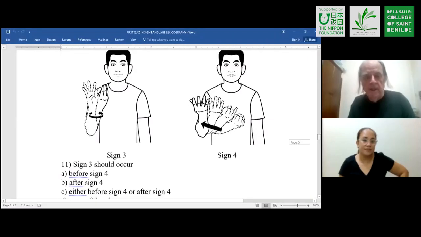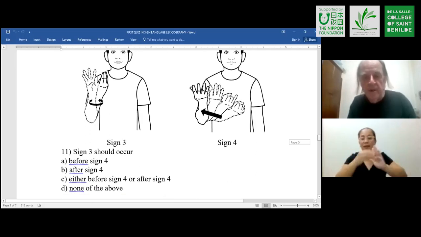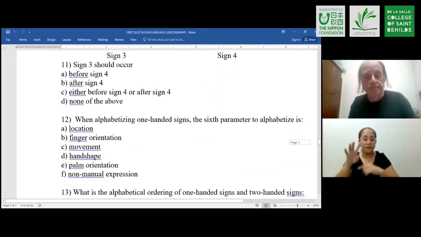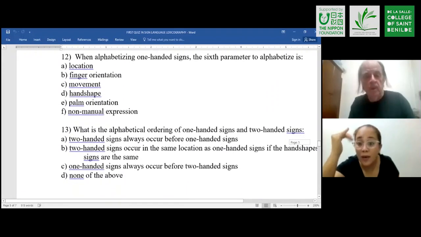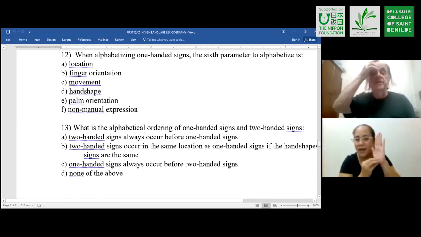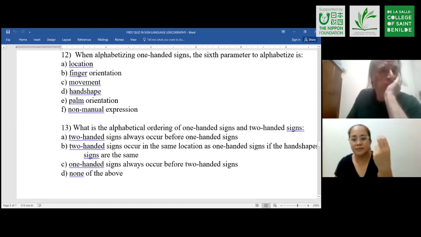All right, so sign 3, the hand shape occurs after sign 4 because you start with the beginning hand shape. So why? Because of hand shape. When alphabetizing one-handed signs, the sixth parameter to alphabetize is? I see F.